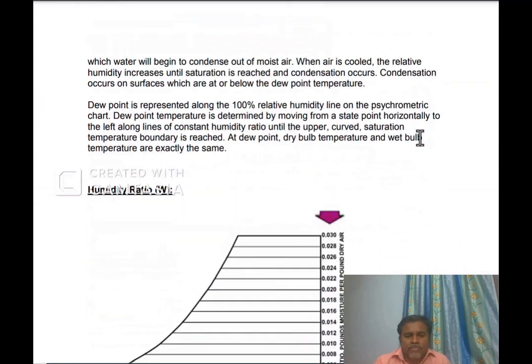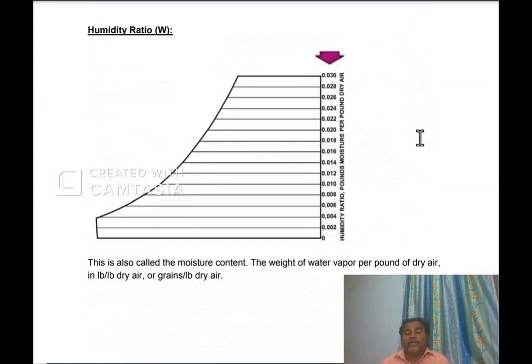Coming to another one, humidity ratio. Humidity ratio also plays a very important role in the designing of HVAC systems. Humidity ratio can be expressed as the weight of water vapor per kg of dry air, or per pound of dry air. If you take 1 kg of air, how much water vapor is present, or the number of grains present, is called the humidity ratio. So the number of grains present per kg of dry air, I can say in this manner. That is called humidity ratio.